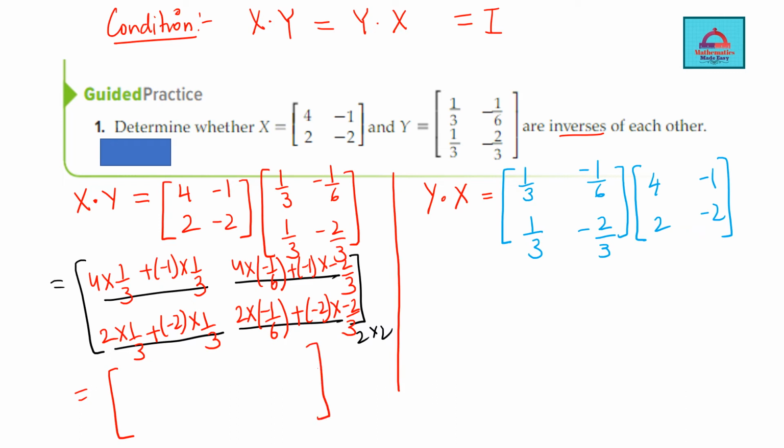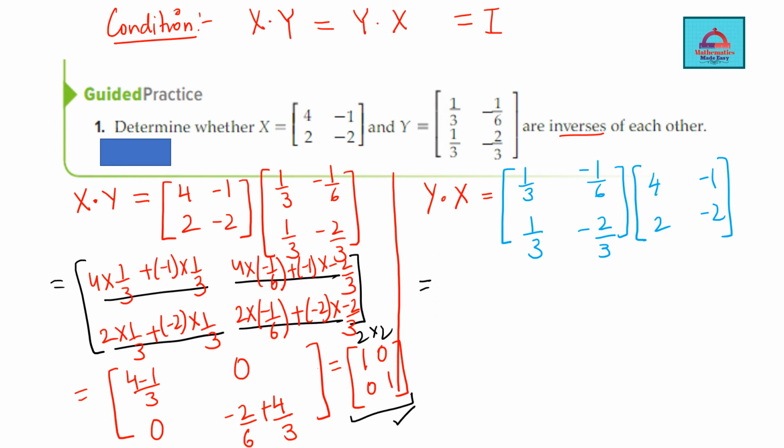Okay, now what do we get from here? 4 minus 1 by 3. 4 minus 1 by 3. From here it is 0. From here also, let's see, again 0. From here we have negative 2 by 6 minus 4 by 3, and it is positive. Okay, so let's simplify this a little bit more, and this comes out to be an identity matrix. So it looks like they are going to be inverses of each other, but let's just verify from the second part also.